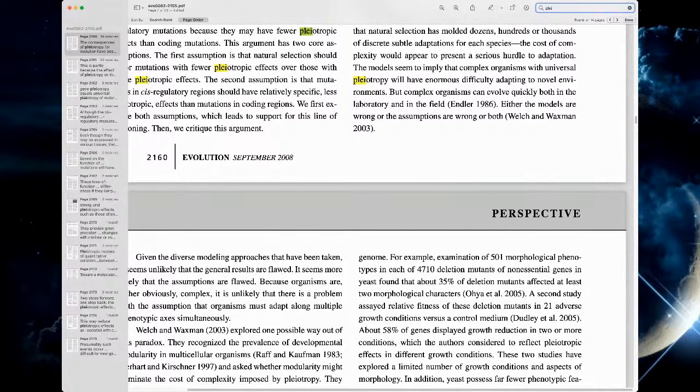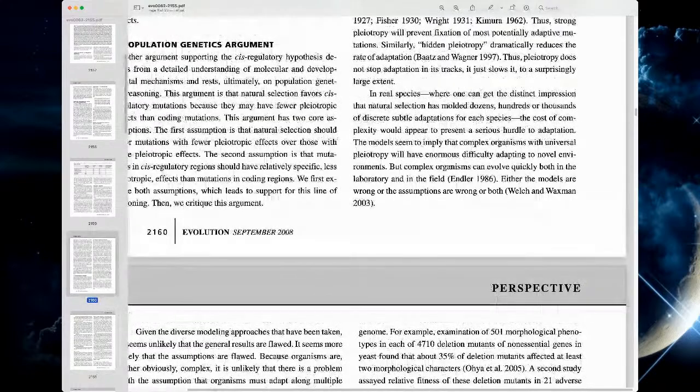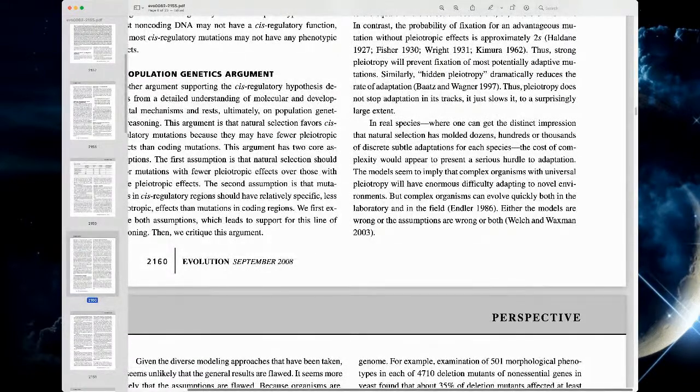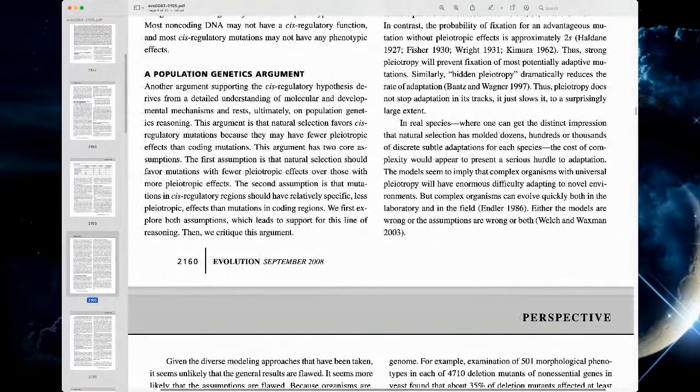Here we go. So there's the first occurrence of pleiotropy, right here. There we go. The population genetics argument. Let's, okay. That. You want to read? And just to be clear, we're not arguing with this paper. We're trying to learn from it, right? Yep. Yeah. Because we're not scientists.